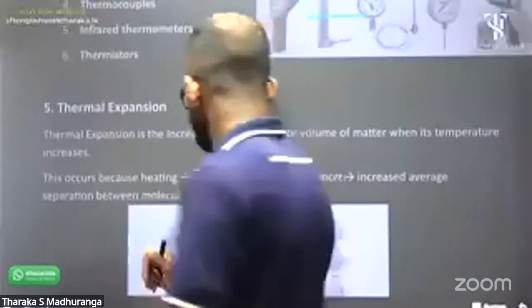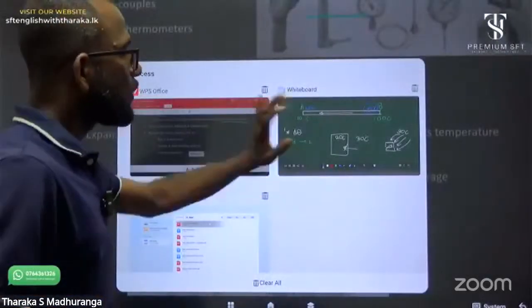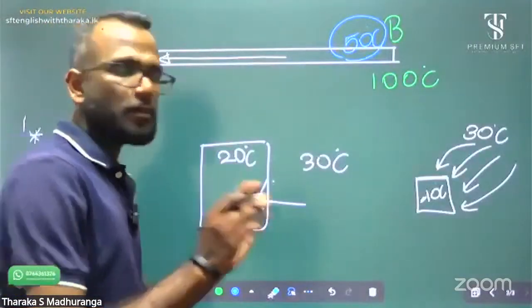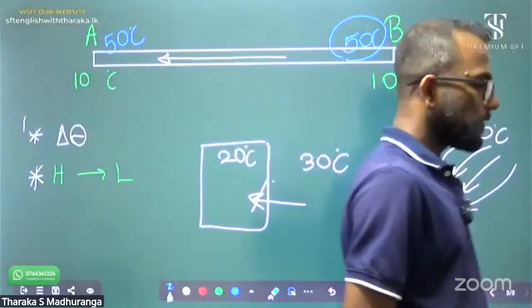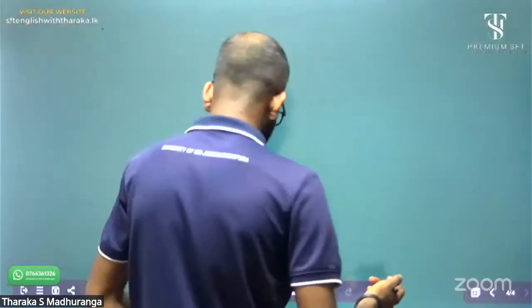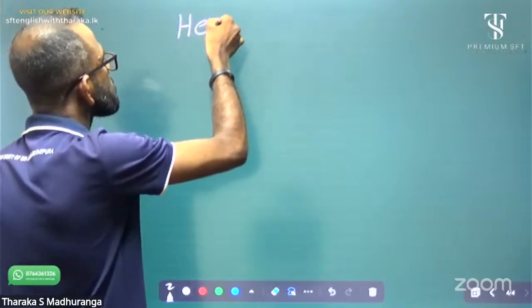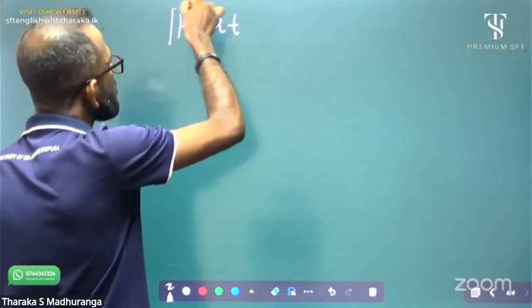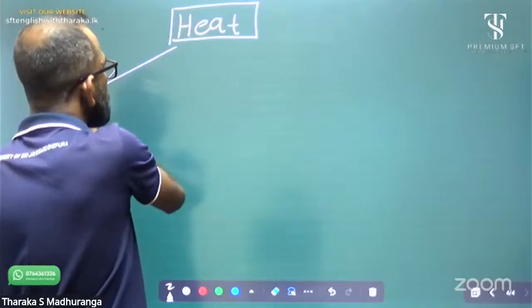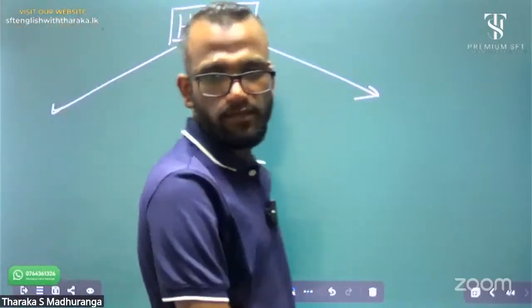Okay. If you have no doubts, now we can start the lesson. Actually, this is the point where we are going to start the lesson. The previous part, we discussed very basic things. Now, in this heat energy lesson, we can classify it into three main sections for easy understanding.